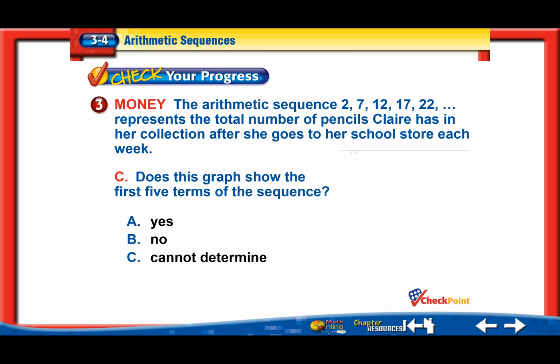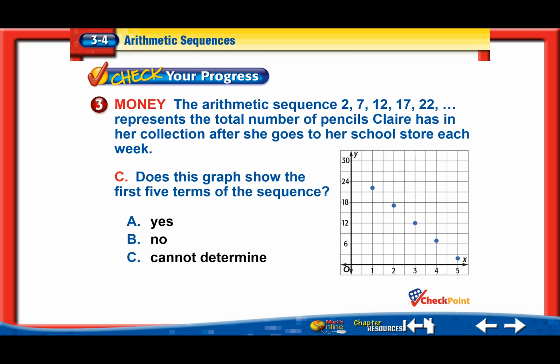All right, does this graph show the first 5 terms in the sequence? So A1 would be 2, A2 would be 7. Yeah, this isn't going to work because it's supposed to go up, not down. So no, that is not the graph, it's backwards.